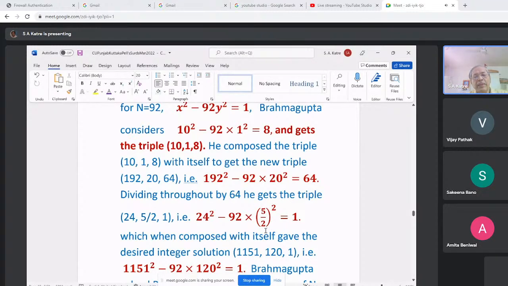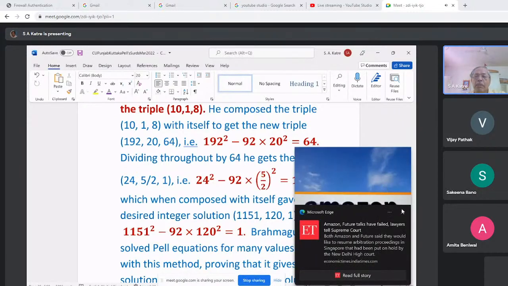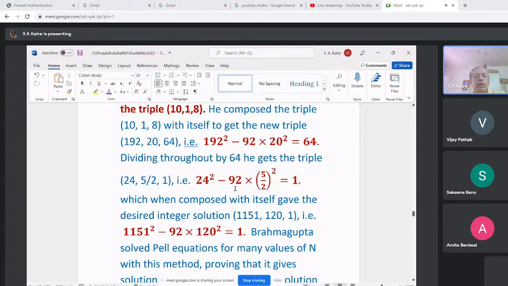Again, Brahmagupta's trick is compose this with itself. Now, if you compose with itself, it means our rule AC plus NBD. So N means 92, AC means 24 into 24, and 92 times 5 by 2 into 5 by 2. Okay. Now this 92 is divisible by 4. Therefore, you are able to get rid of the fraction because you are multiplying by 5 by 2 times.